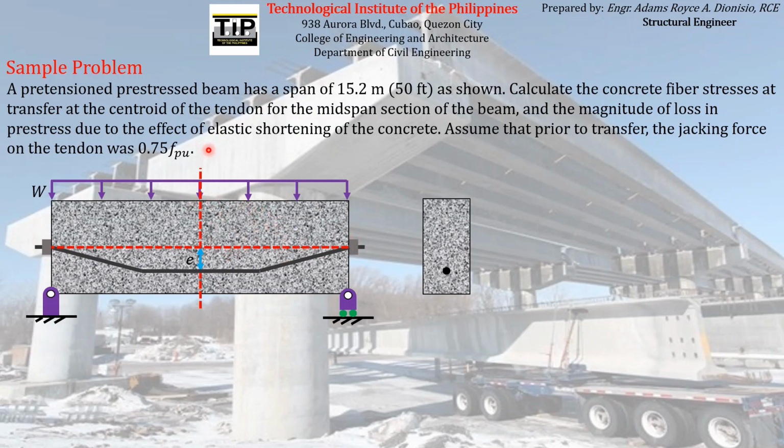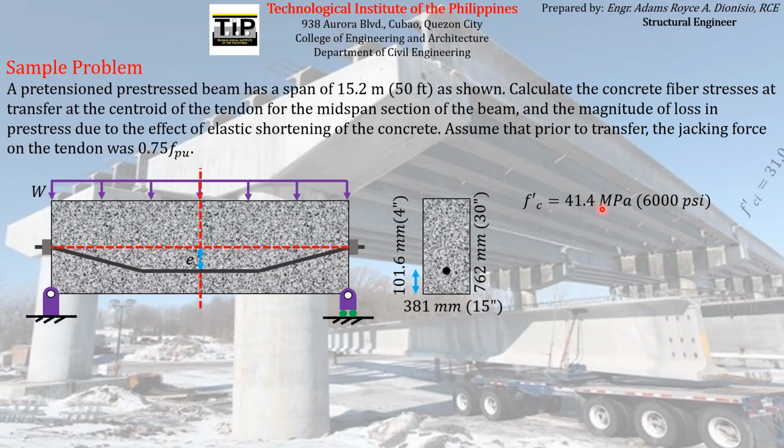given pretension beam, if you will look on the cross-section at midspan, it will look like this with dimensions given. So the depth of the beam is equal to 762 mm or 30 inches. The width is equal to 381 mm or 15 inches. And then the distance from the bottom of the location of the tendon or the pre-stressing reinforcement at midspan, which is this, the location with respect to the bottom is equal to 101.6 mm or 4 inches. And then the 28-day compressive strength of the concrete, f'c, is equal to 41.4 megapascal or 6,000 psi.